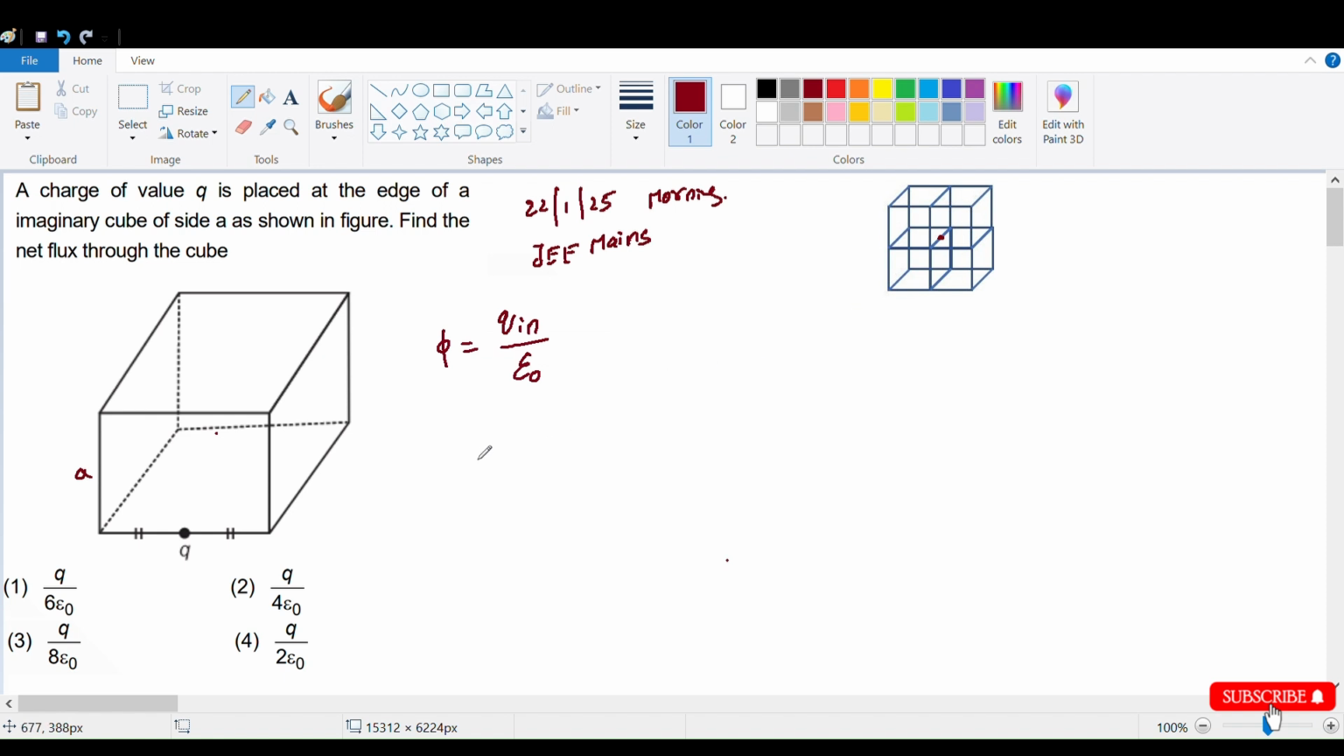So what is the formula? These 4 cubes together give a flux of Q by epsilon naught. So for 1 cube it will be 1/4 of it. So the flux in each cube is equal to 1/4 of Q by epsilon naught. So option 2 is the correct answer.